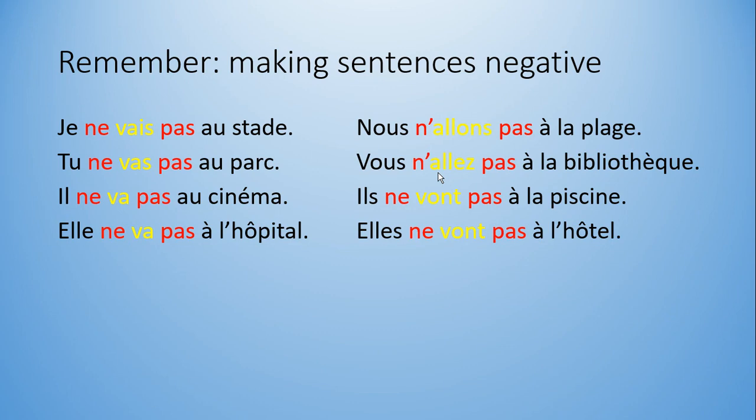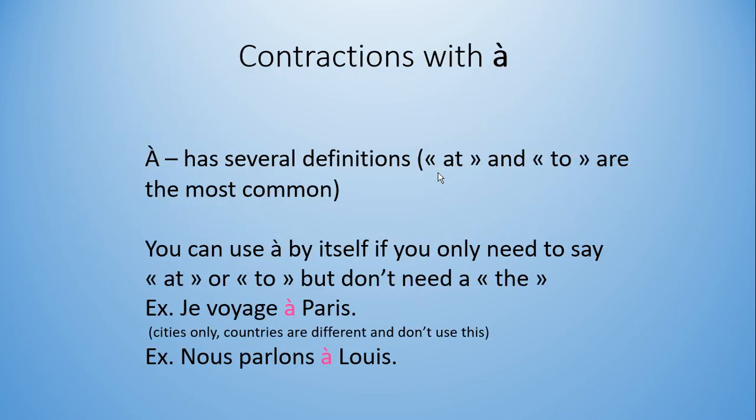Okay, next part. Now, this is the second part of things. So now once we have established the verb aller, now we can obviously use them in sentences, okay? Now, it has several definitions. It's used a lot in French, but the majority of the time, at or to are the most common, okay? So you can use à by itself if you only need to say at or to, but you don't need the.